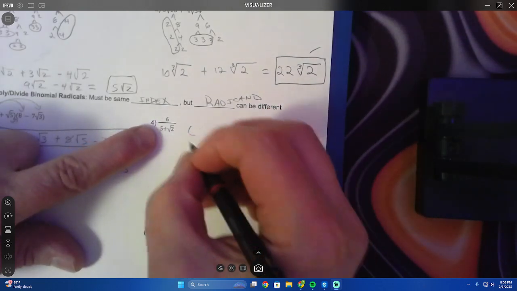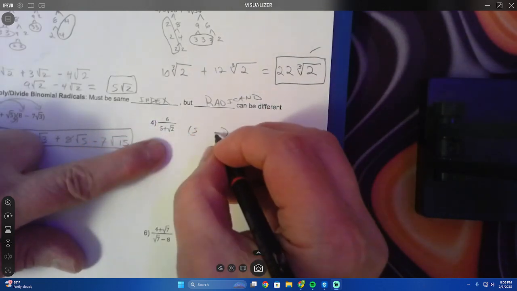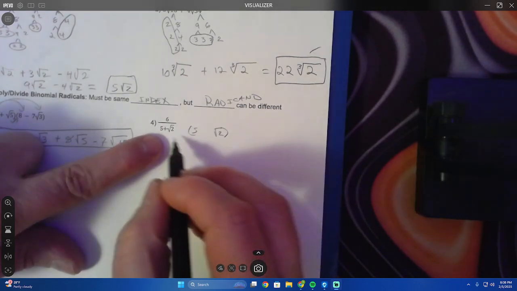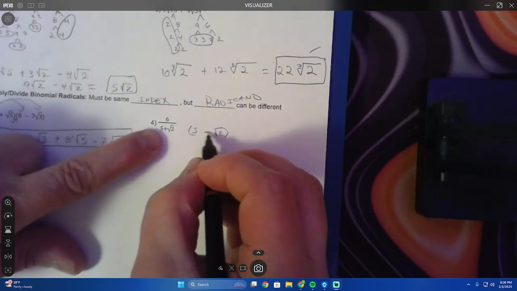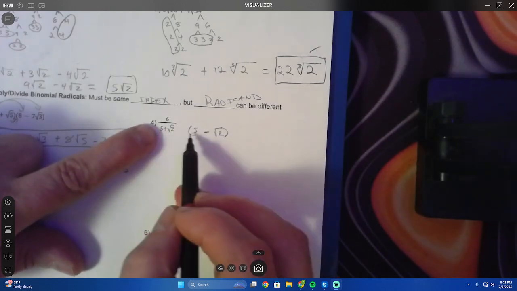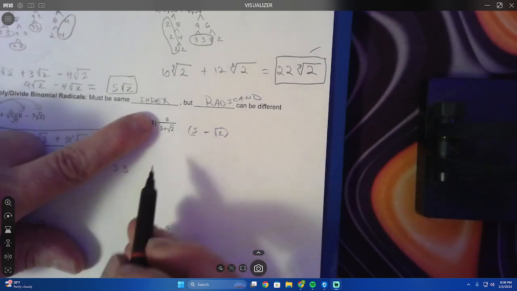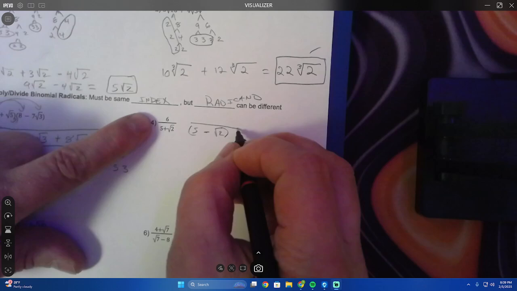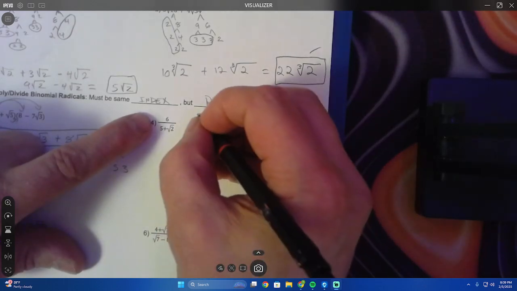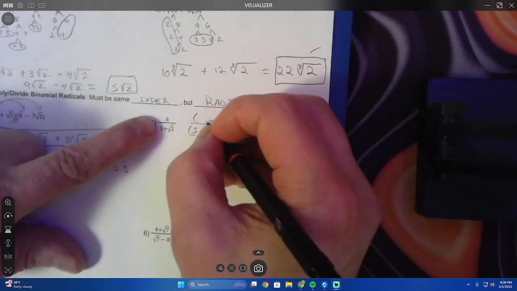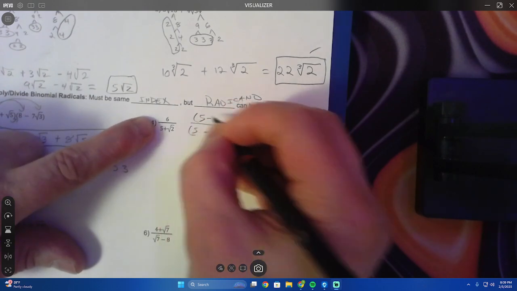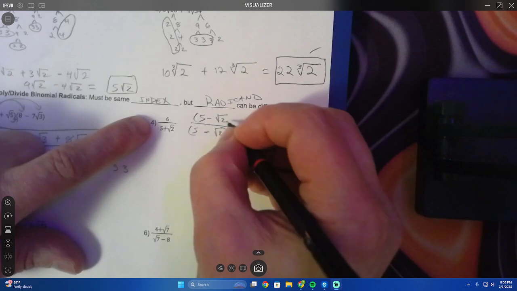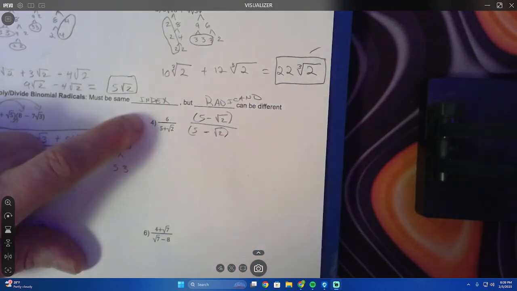The conjugate is the same values. So here I have a value of 5 and square root of 2, but the number in between these changes. So I want to take and multiply the bottom by the conjugate. And remember, when I'm working with fractions, what I do to the bottom, I need to do to the top to keep them equal. So I need to also multiply the top by 5 minus root 2.